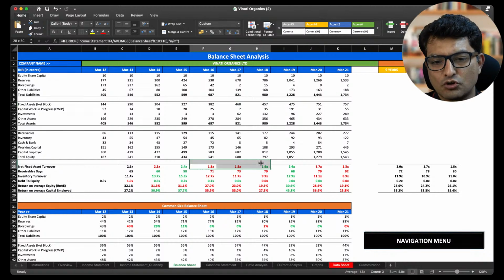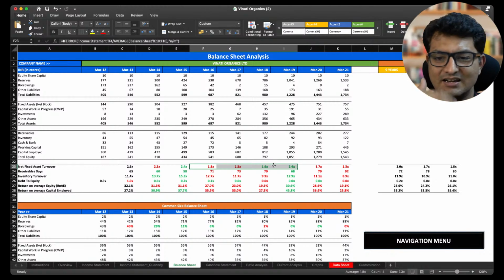Then there comes a ratio called net fixed asset turnover. What is net fixed asset turnover? It is very, very simple. Net asset is basically removing the depreciation, and then you see the turnover.